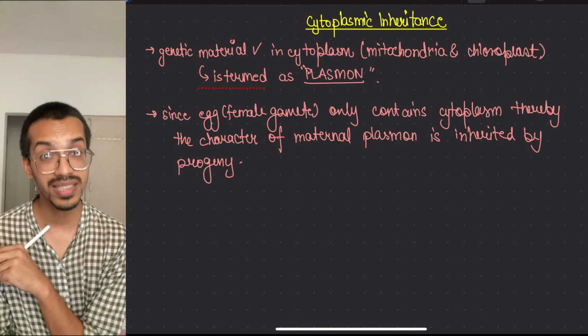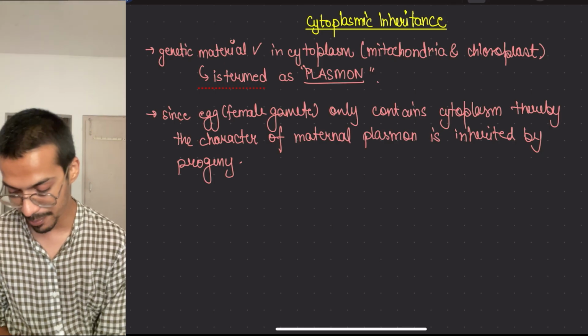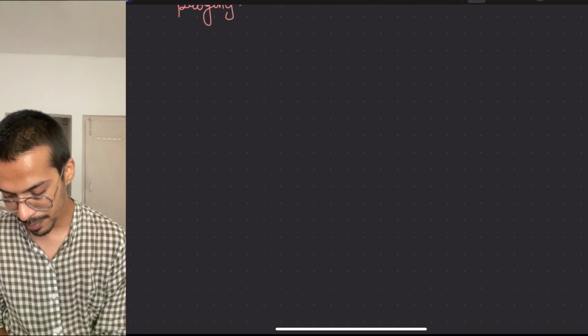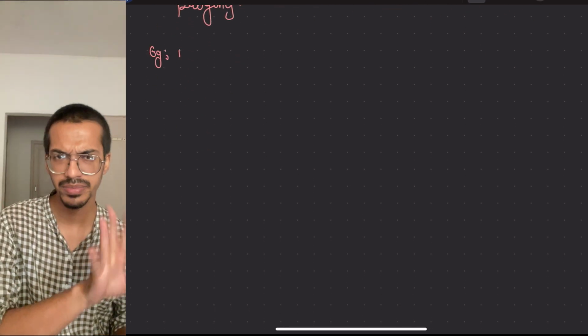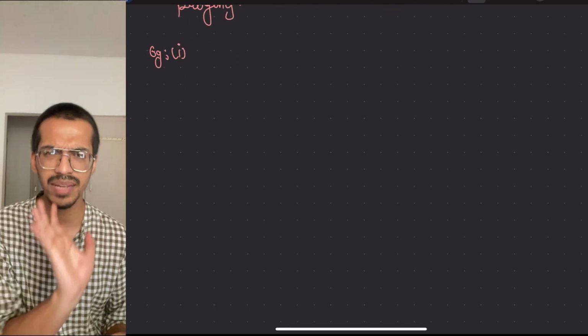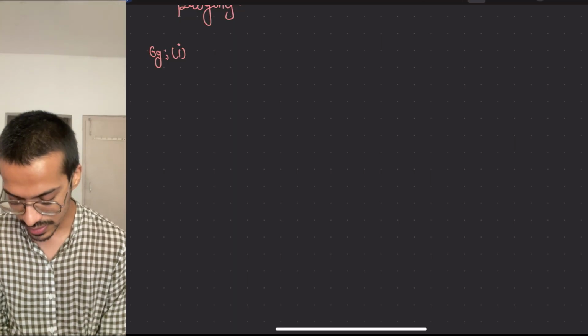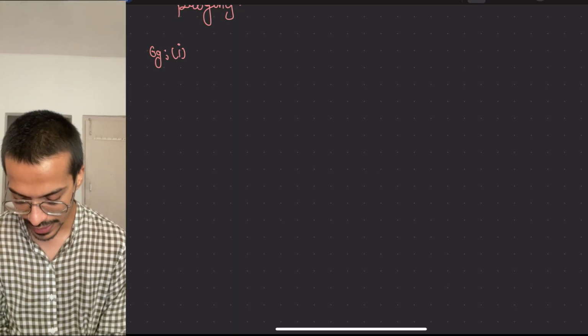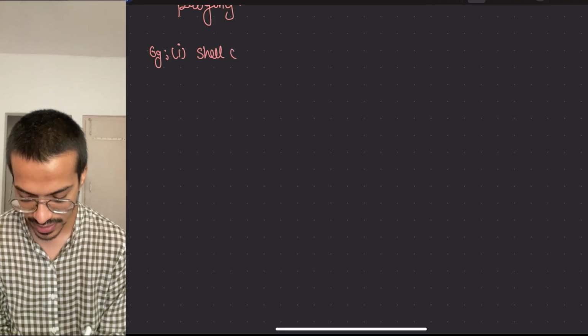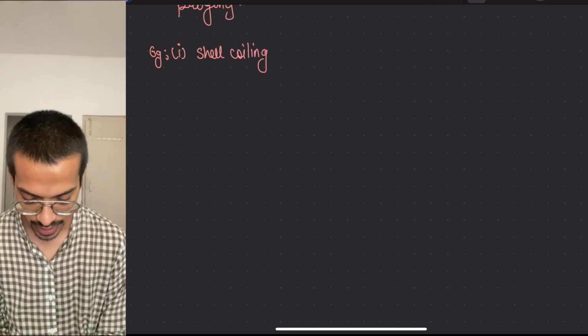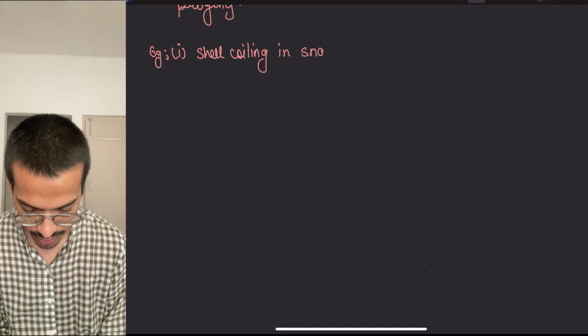I hope this is understood by you. Let's give an example. So example number 1, there are many examples. One example I'm explaining, and the others we are giving just by name, which we have to remember. So the example is shell coiling in snail. So, you know that a snail looks like something like this.